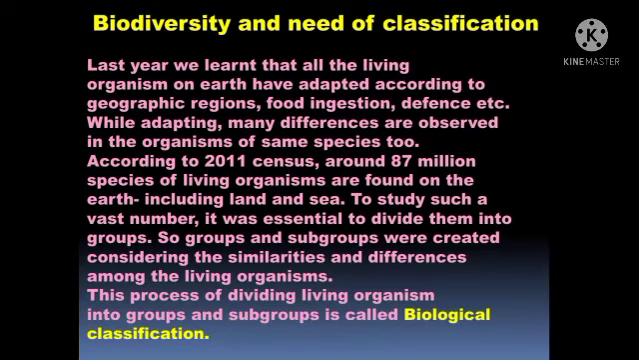To study such a vast number, it was essential to divide them into groups. So groups and subgroups were created considering the similarities and differences among the living organisms. This process of dividing living organisms into groups and subgroups is called biological classification. So students, now let us see how the living organisms are divided into groups and subgroups.